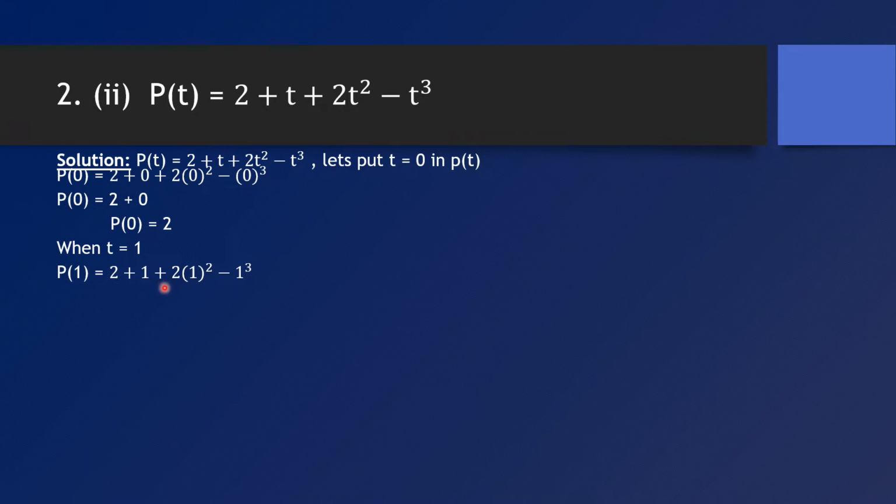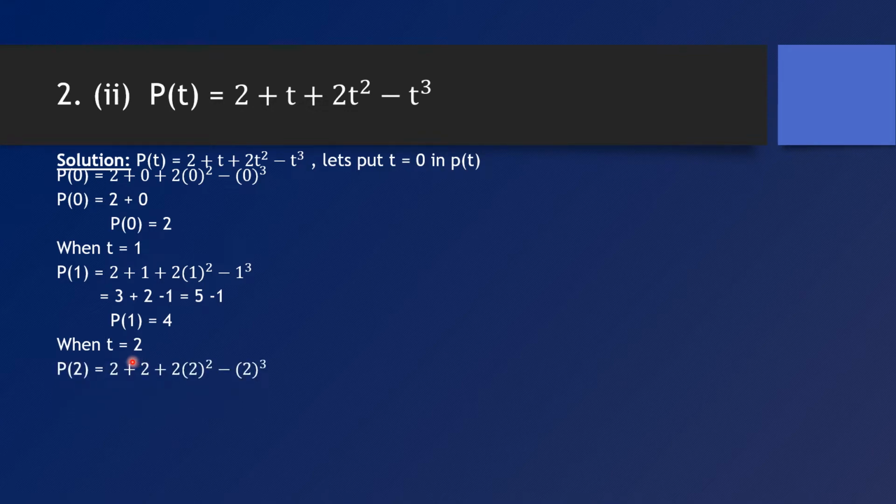2 plus 1 plus 2 into 1 square minus 1 cube. On solving this, it will be equal to 3 plus 2 minus 1, that is 5 minus 1 is equal to 4. So p of 1 की जो value होगी, वो होगी 4. Now let's put t is equal to 2.